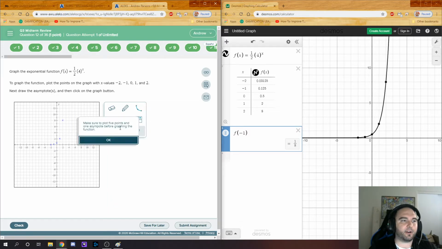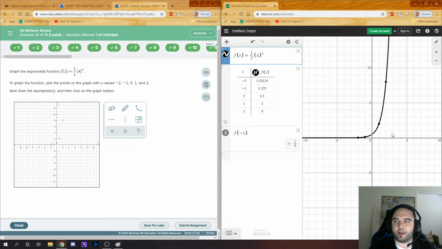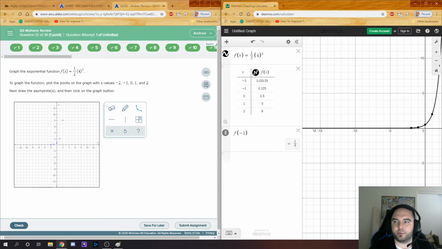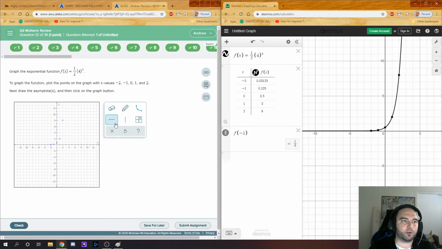Now, if you try and click the graph button, it says make sure you draw one asymptote. Asymptote means this. Where's your graph leveling out? See how my graph never goes below the axis? Well, you got to draw a horizontal dotted line to show that it will never go below the axis. Then you click. Easy as that.